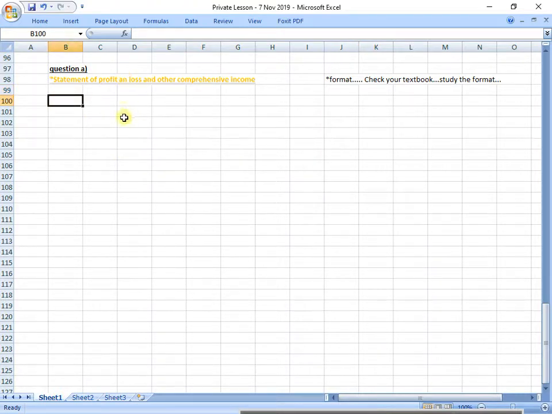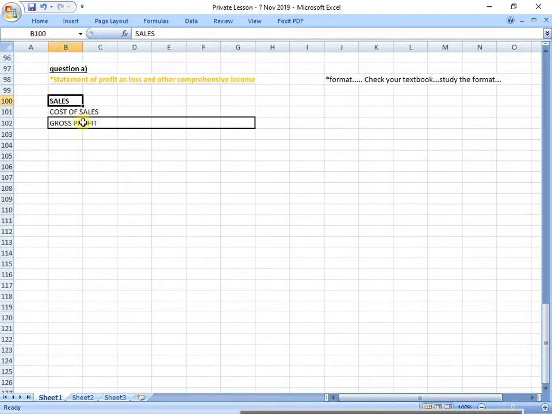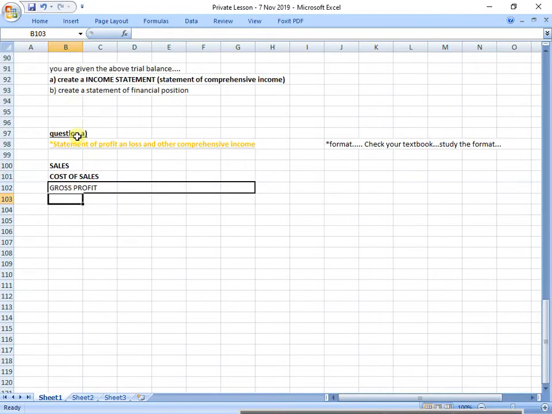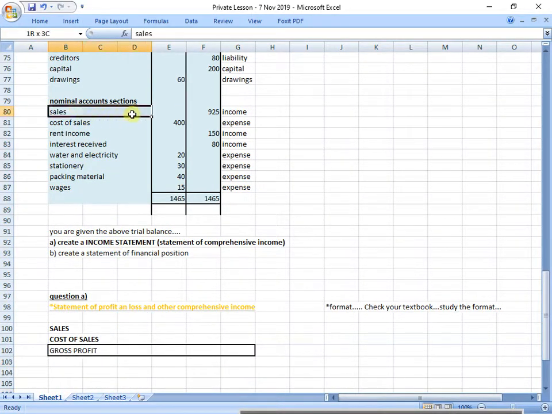So what does the format look like? Well, you always start with income at the top, but you start with sales. Sales and cost of sales. Gross profit. This is the format. Sales I need. Cost of sales I need. I need those two things. So go to your trial balance. Where are my sales? Here. Where are my cost of sales? Here. Those two I'm going to look at.